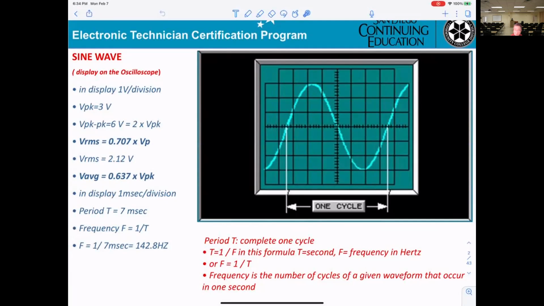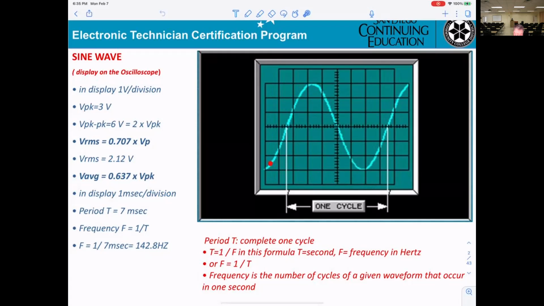Now, I'm telling you this is exactly what will be displayed on the oscilloscope. So now you can see from the bottom here, 1, 2, 3, 4, 5, 6, 7, 8. That means they get 8 divisions for the voltage. And on the other side, 1, 2, 3, 4, 5, 6, 7, 8, 9, 10. They get 10 divisions for the time.